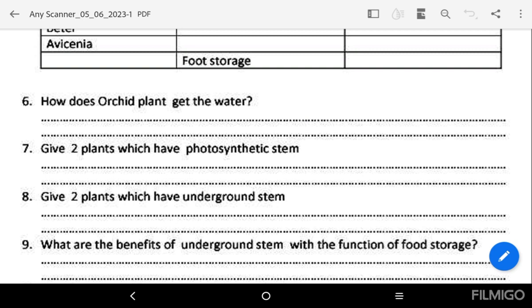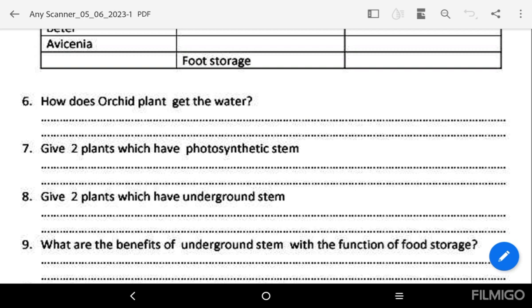So in question number 6, they are asking, how does the orchid plant get the water? They get the water through the aerial roots, right? Aerial roots absorb water vapor from the atmosphere. Question number 7. Give two plants which have photosynthetic stems. Hathawariya, Nawahandi, Hirassa, they have photosynthetic stems.